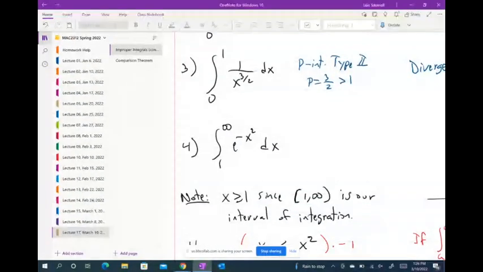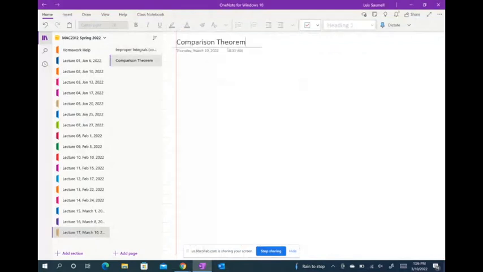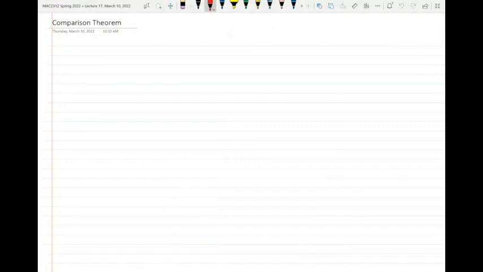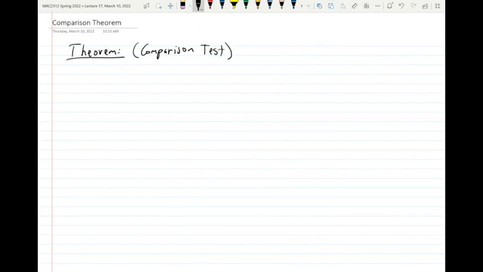So then let's go ahead and focus. I'm going to write down the statement of the theorem that we just discussed, and then we'll do more examples. Okay. So this is called the comparison theorem, or comparison test. So let me write it down. Theorem. That's the comparison test. And here are the conditions. So you need to have your two functions. They have to be continuous, and they must be positive.